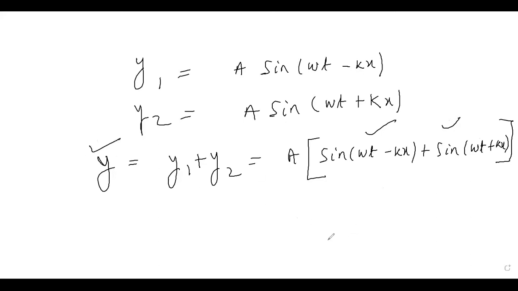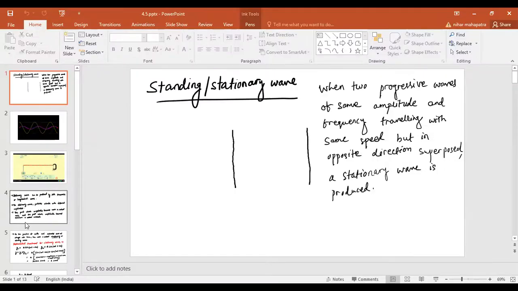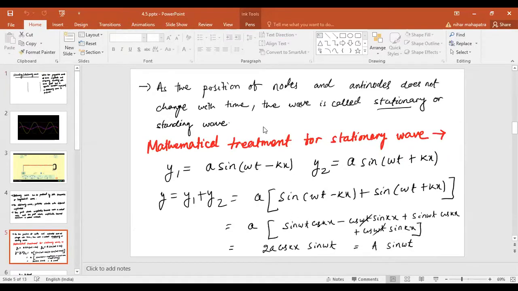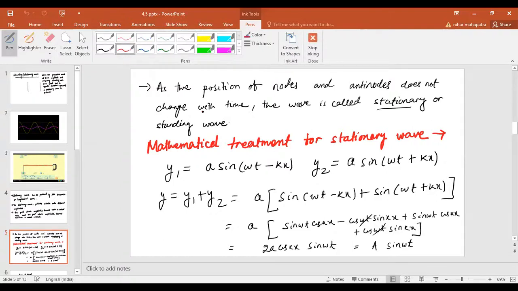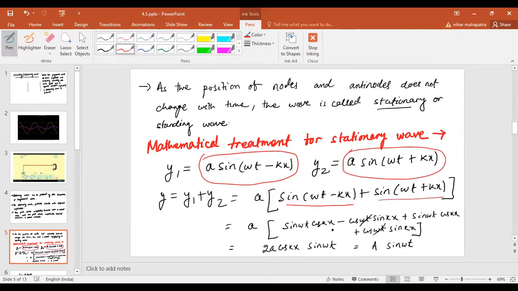Okay, let me just share the equation with you. It is not part of the syllabus. I just wanted to share the mathematics behind it. Here, y1 equals a sine(omega t minus kx) and y2 equals a sine(omega t plus kx). Then we took a out and wrote it this way. You just open it like sine(a minus b) and sine(a plus b). So finally you got this term: 2a cos kx sine omega t.